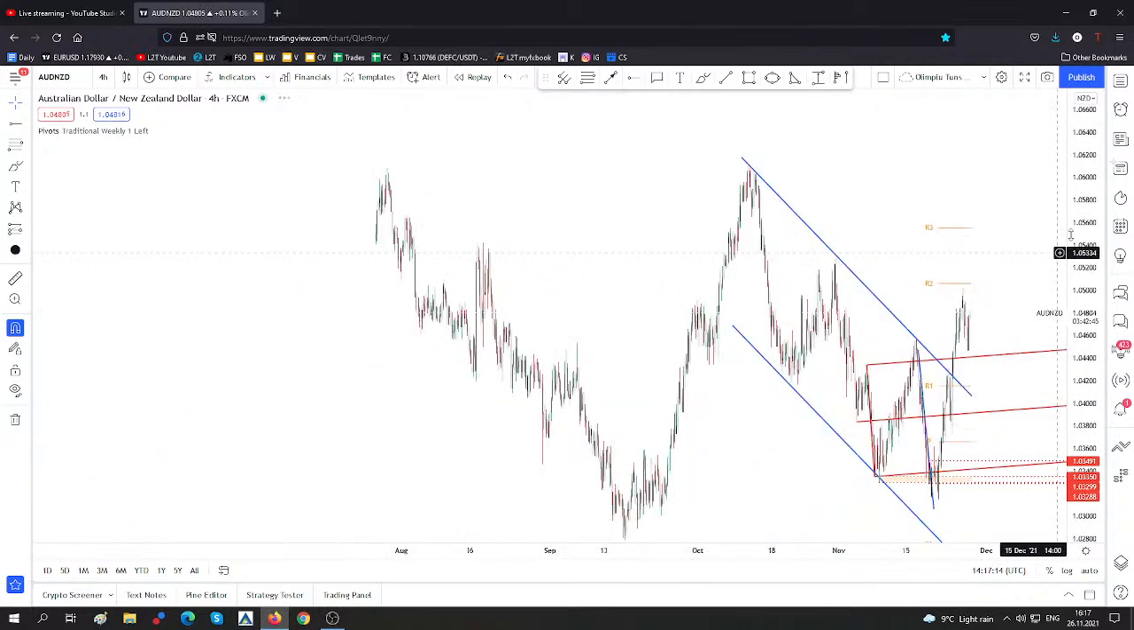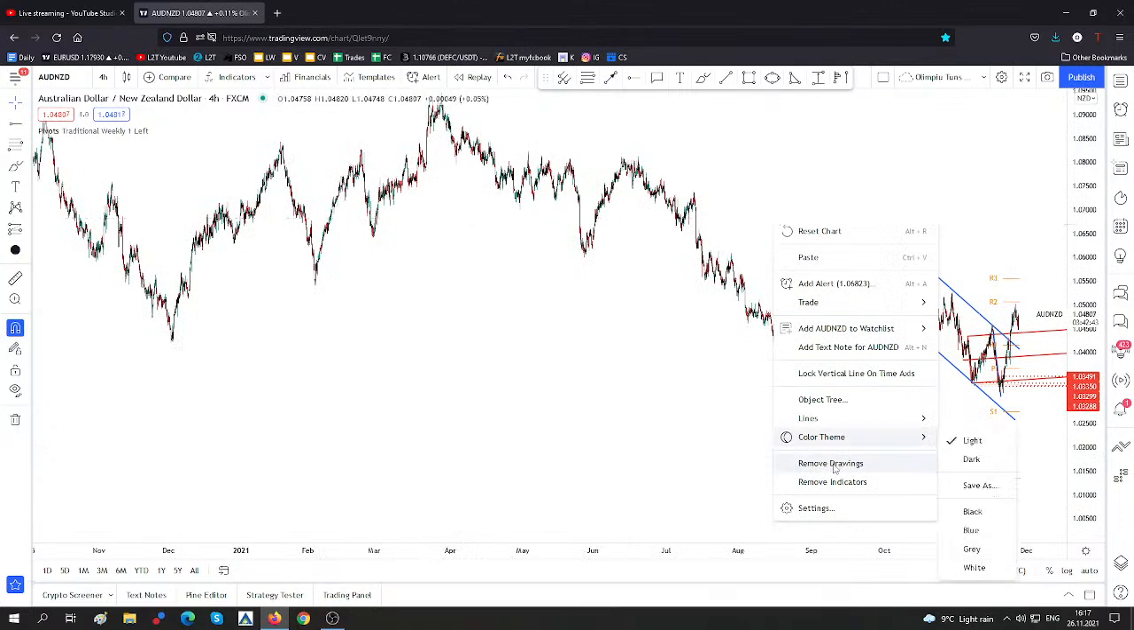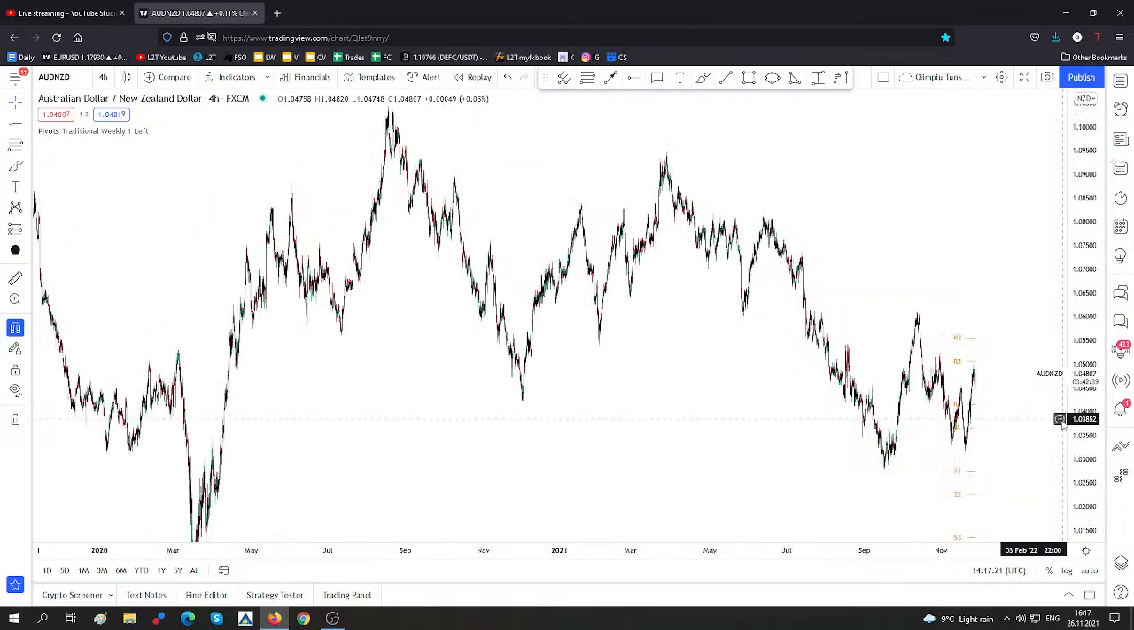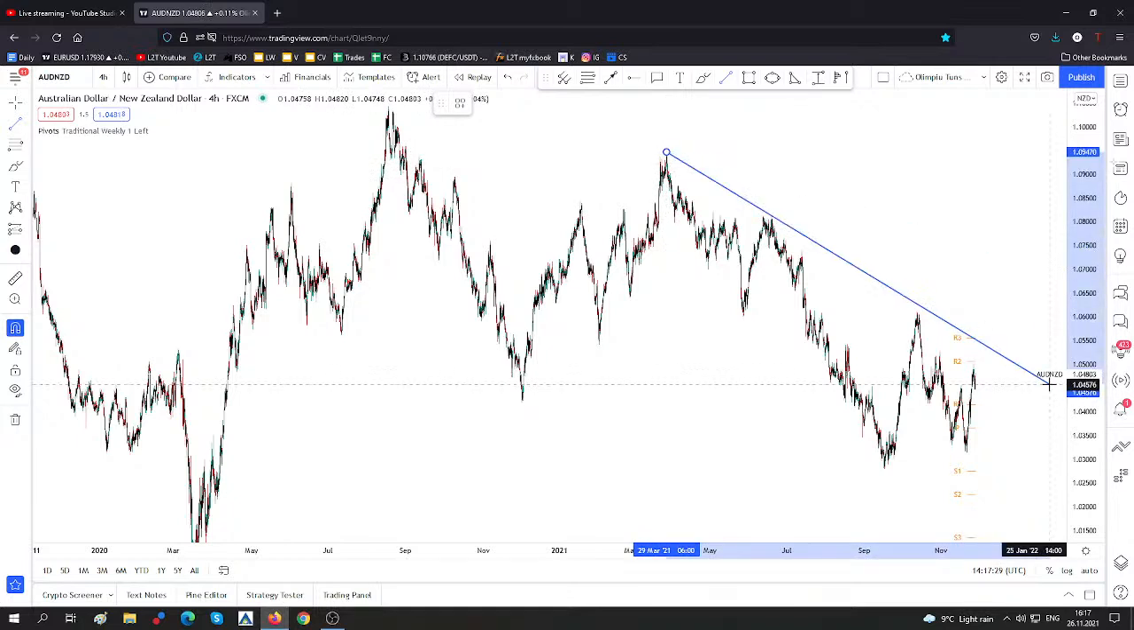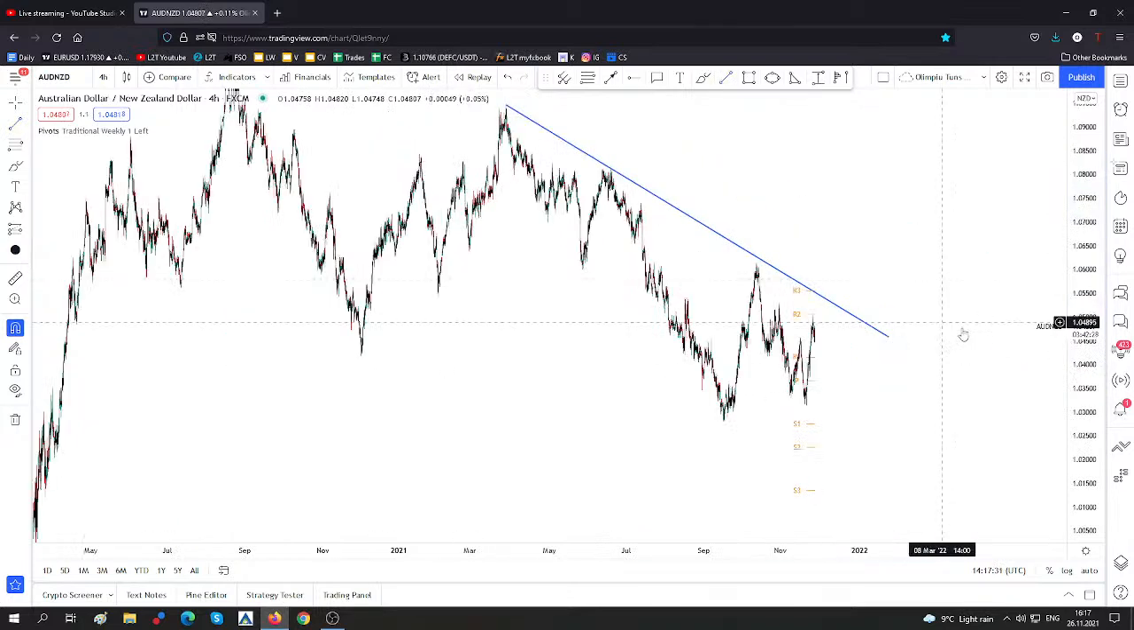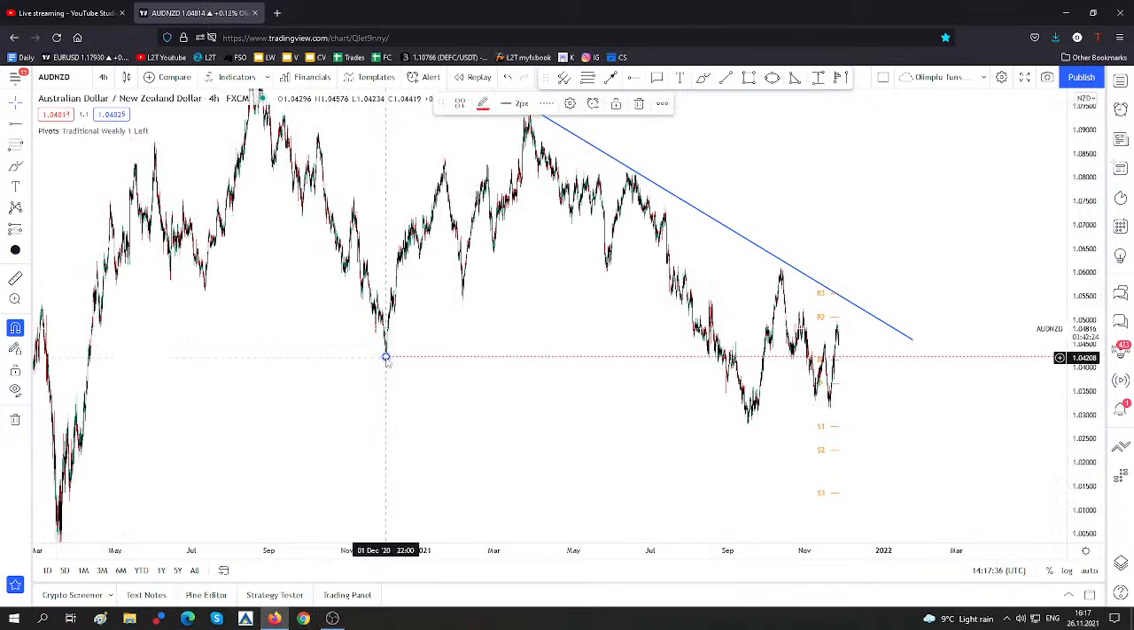I don't know, personally I'm not trading this market. I will delete my drawings here, and I will try to build a fresh technical analysis here, only because I don't like to trade these markets.